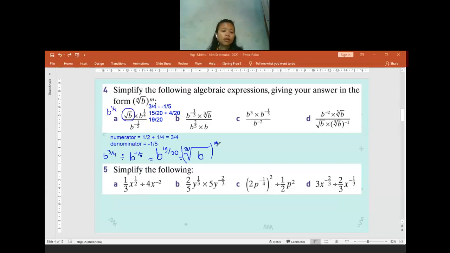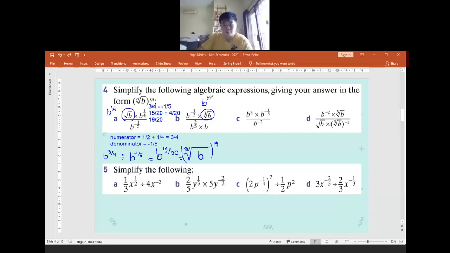No question? Okay. I will move to the next question. For question B, we have cube root of B. Cube root of B, we can change it into B to the power of how many? Anyone knows? Cube root of B is equal to B to the power of how many? B to the power of 1 by 3.